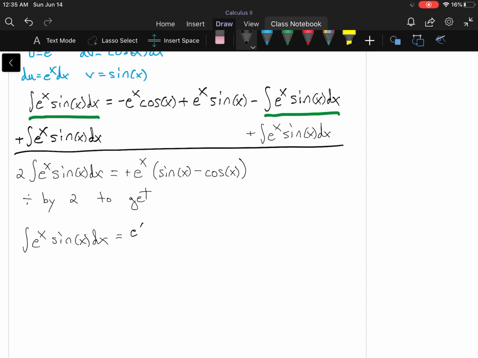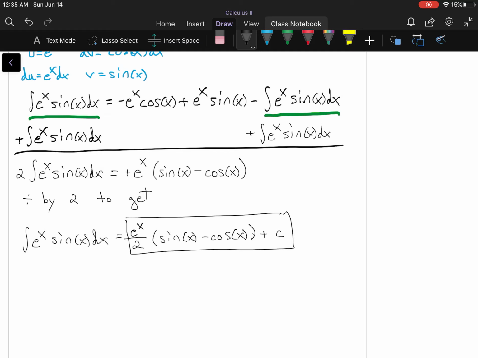1/2 e to the x, or e to the x over 2, times sine of x minus cosine of x. And this factoring isn't necessary, I just think it makes it a little neater, plus c, and there's our final answer.